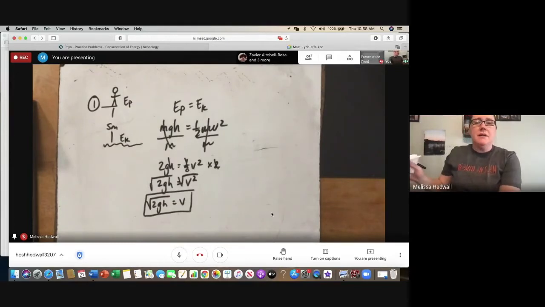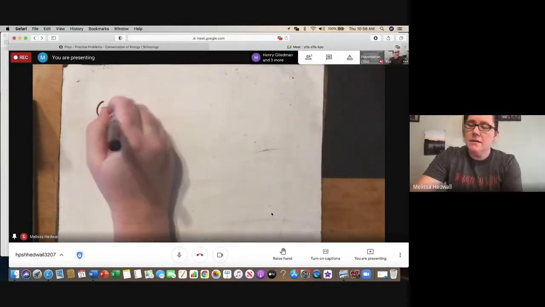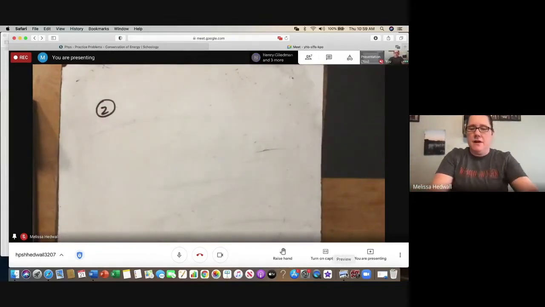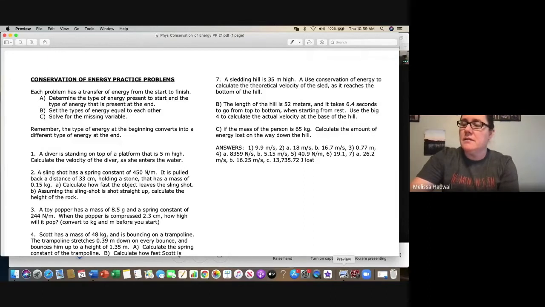All right, that's the first one. Number 2 we'll look at. Number 2, we have a slingshot that has a spring constant of 450 newtons per meter. It's pulled back a distance of 33 centimeters and holding a stone that has a mass of 0.15 kilograms. Calculate how fast the object leaves the slingshot.